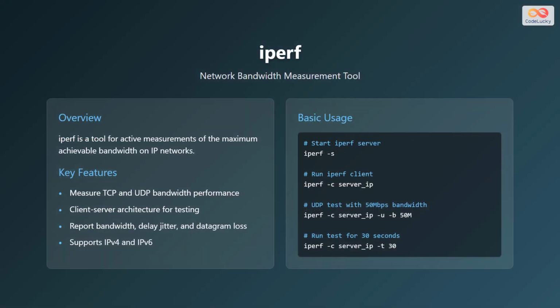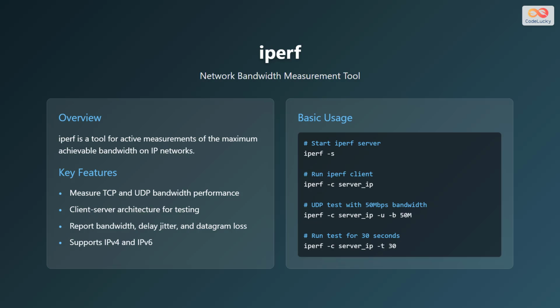Iperf is a tool for active measurements of the maximum achievable bandwidth on Internet Protocol networks. Iperf measures Transmission Control Protocol and User Datagram Protocol bandwidth performance and uses a client-server architecture for testing. It reports bandwidth, delay jitter, and datagram loss and supports Internet Protocol version 4 and Internet Protocol version 6.